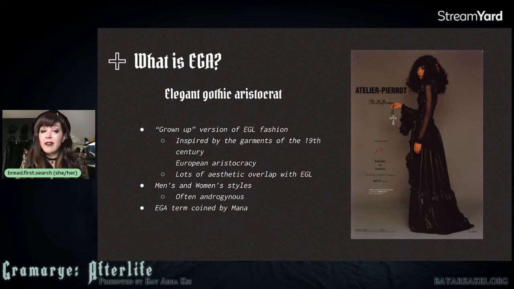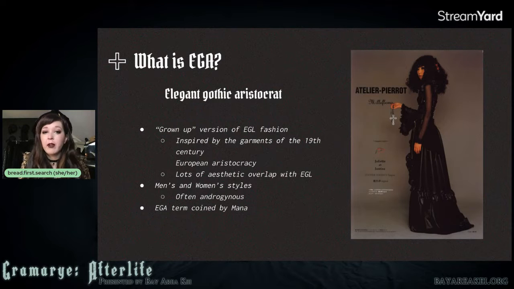So what is EGA? It stands for Elegant Gothic Aristocrat. It's kind of like a grown-up version of EGL. So you think of maybe things like longer hemlines, a little bit less playful. Mature is the word that gets thrown around, or grown up. And I feel like it's just a little bit less playful. There is a lot of aesthetic overlap with EGL. There's a lot of garment overlap too that we're going to talk about.